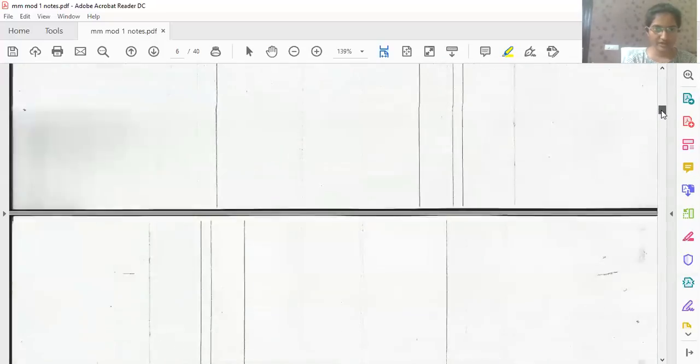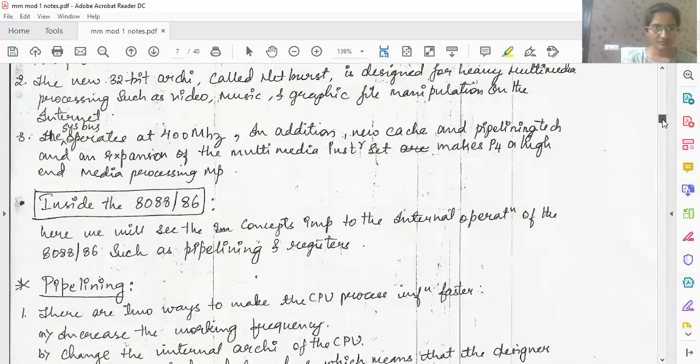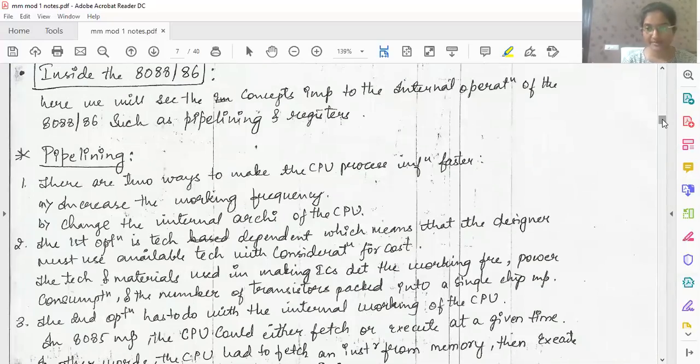All right, so we will now move on to the pipelining process, right? We know that this we have briefly seen in the previous unit also. There are in fact two different ways in which we can increase the speed of the processor. Okay, any processor, if we want to increase the speed of that particular processor, there are two ways. What is the first way? Increase the working frequency. Okay, increasing the working frequency can be done by using more number of transistors.